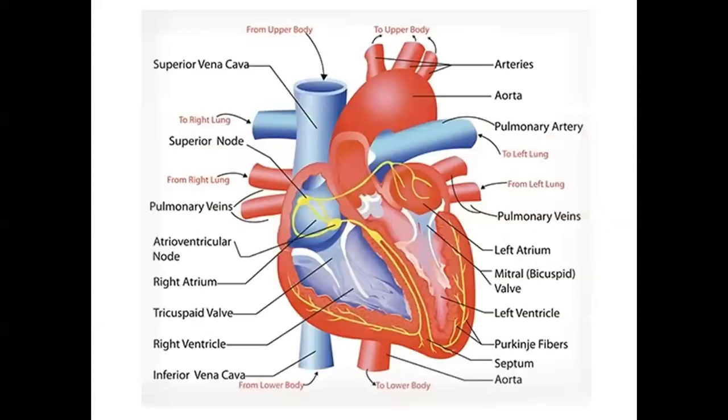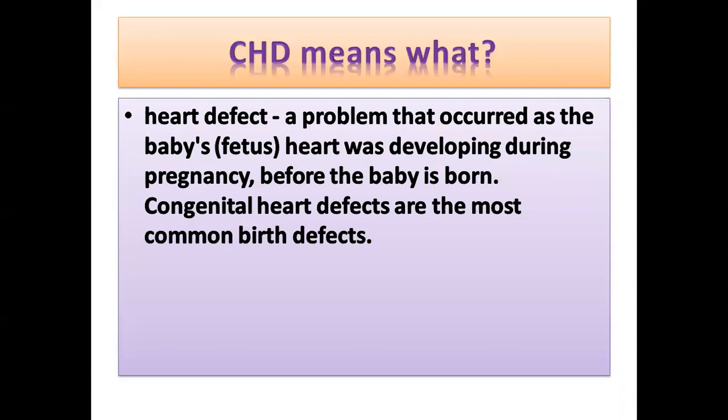So moving on to congenital heart defect. What is congenital heart defect? A congenital heart defect is a problem that occurred as the baby's, particularly the fetus's, heart was developing during pregnancy before the baby is born. If the problem is still present after the birth, it indicates a congenital heart defect. Congenital heart defects are the most common birth defects.